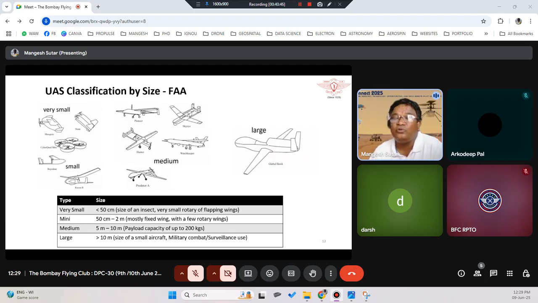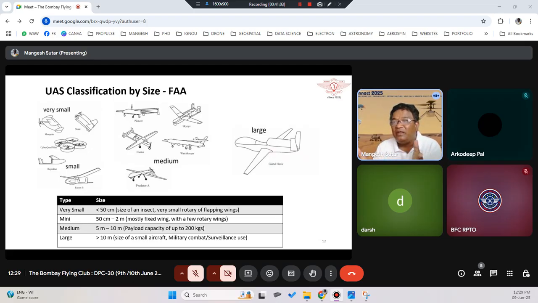Okay, so these Hornet drones are extensively used by the military of the US or other countries, where they get the complete idea about the battlefield or the scenario where they are going to carry out their mission. Whereas the medium category is 5 meters to 10 meters.